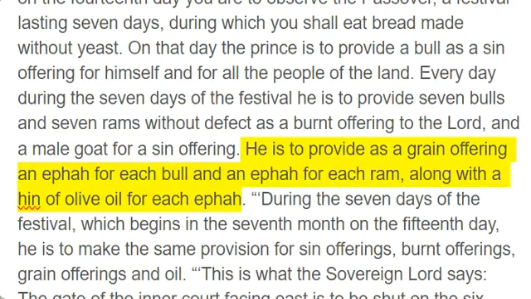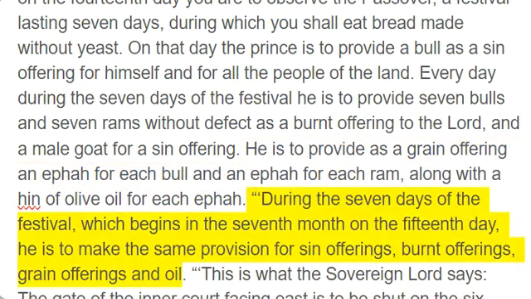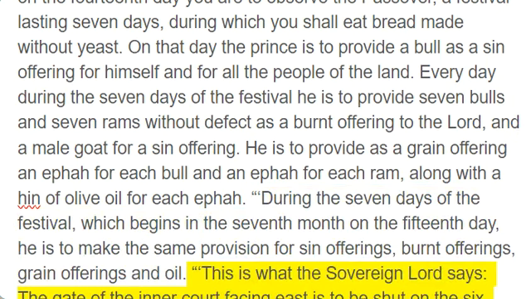He is to provide as a grain offering an ephah for each bull and an ephah for each ram, along with a hin of olive oil for each ephah. During the 7 days of the festival, which begins in the 7th month on the 15th day, he is to make the same provision for sin offerings, burnt offerings, grain offerings, and oil. This is what the sovereign Lord says: The gate of the inner court facing east is to be shut on the 6 working days, but on the Sabbath day and on the day of the new moon it is to be opened.